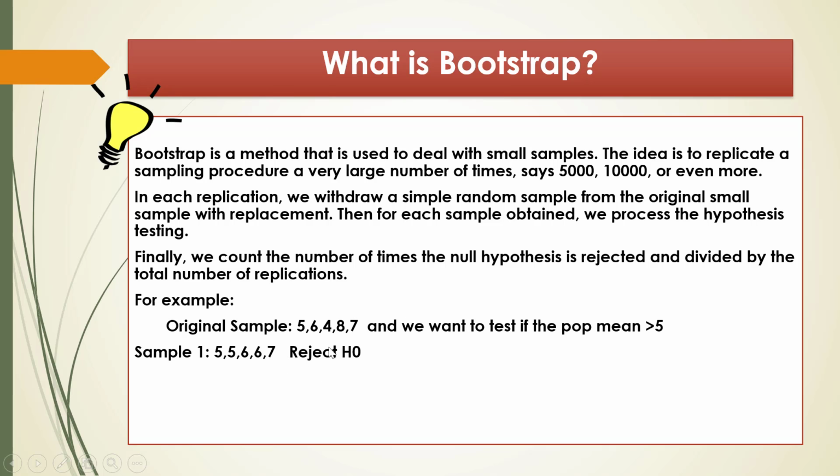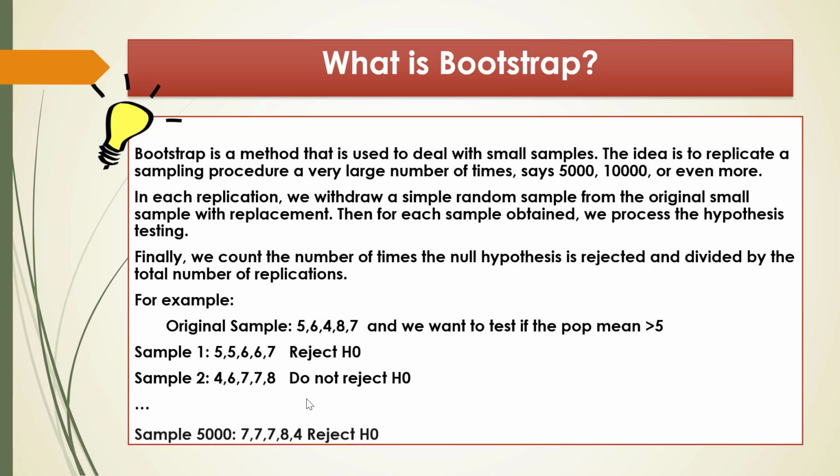And we see for this sample we reject the null hypothesis. Then we withdraw another sample with the same procedure with replacement. Then we use the second sample, and we see that we do not reject H0, and continue so on until sample 5,000. So we take the number of times that we reject the null hypothesis divided by the number of replications. And if it's greater than 95%, we can reject the null hypothesis. So that's a general idea of bootstrap.